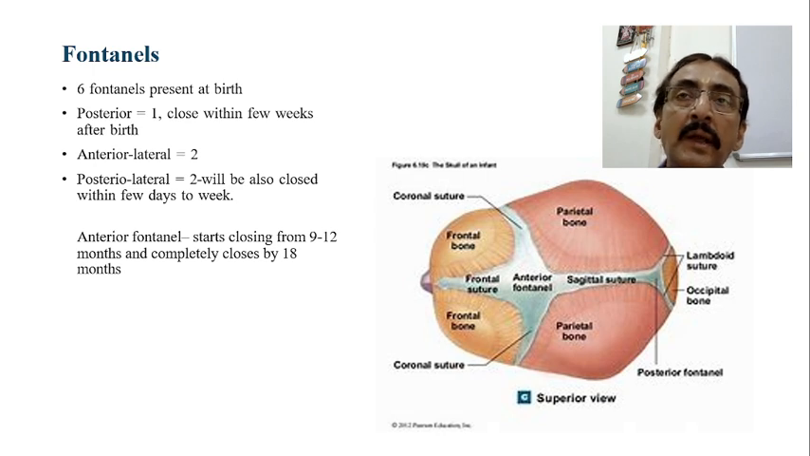Anterior fontanelle starts closing from 9 to 12 months onwards, and its closure will be completed by 18 months. Okay, closure of the anterior fontanelle. So this is one of the weakest areas of the skull. We should take care of it.